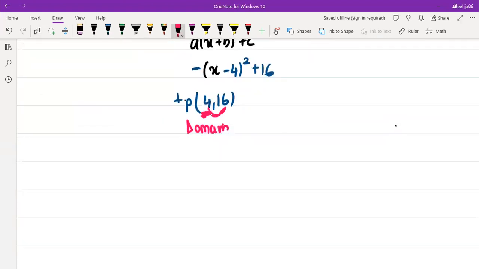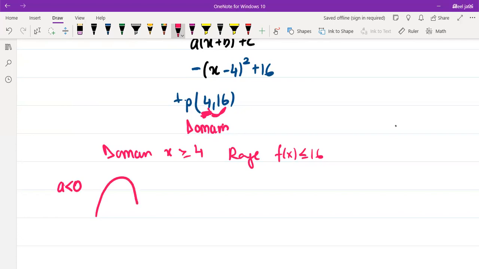Because it is considering the same points. But if the domain is represented by x greater than or equal to 4, then your range will be represented by f(x) less than or equal to 16. Why did I do less than or equal to 16? Because my a was less than 0 and the graph would be like this.